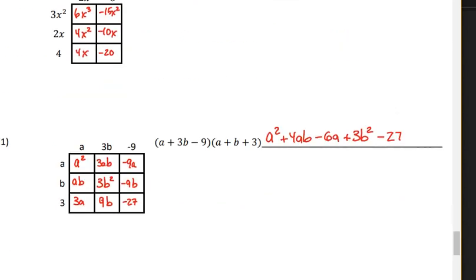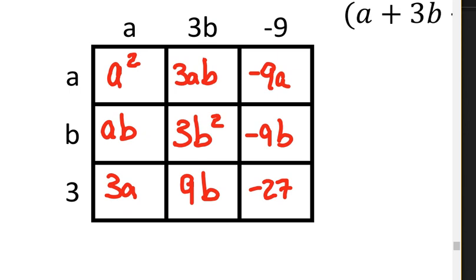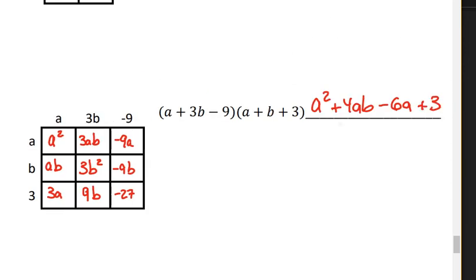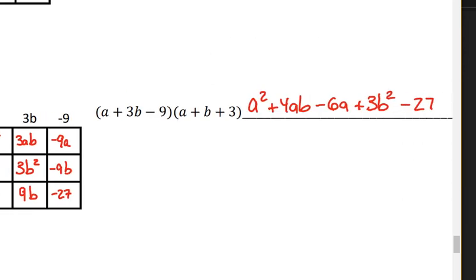And then the last one is, you can see the table filled in, and I will be looking at that. But then some of those items are like terms that I can combine them. So the AB and the 3AB can be combined, for example. So you should have written down a squared plus 4AB minus 6a plus 3b squared minus 27.